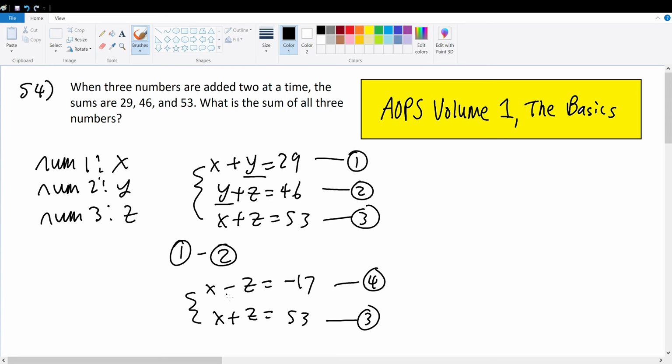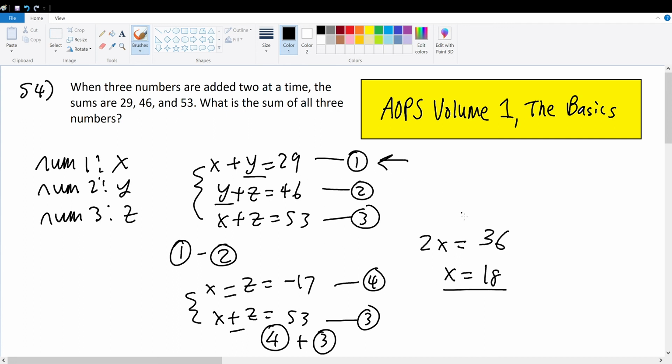And we see here that these symbols in front of z are opposite. So we can cancel these two out by adding the two equations and solve for x. So the fourth equation added to the third equation will give us 2x is equal to negative 17 plus 53, which is 36. So x, if we divide 2 on both sides, will be equal to 18. And since x is equal to 18, we can now solve the other two variables.